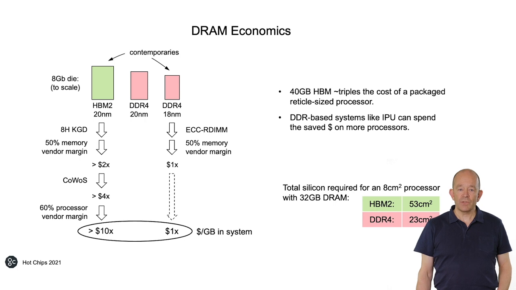So the net cost of HBM integrated with an AI processor is greater than 10 times the cost of server class DDR per byte. Even at modest capacity, HBM dominates the processor module cost. If an AI computer can use DDR instead, it can deploy more AI processors for the same total cost of ownership.